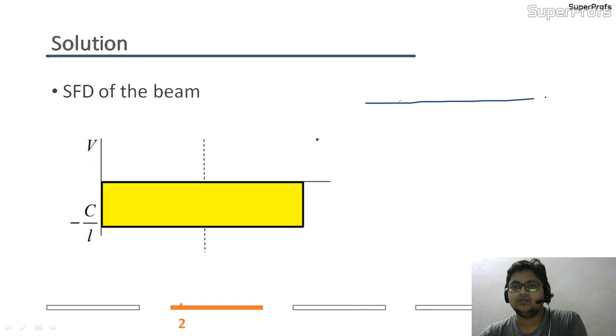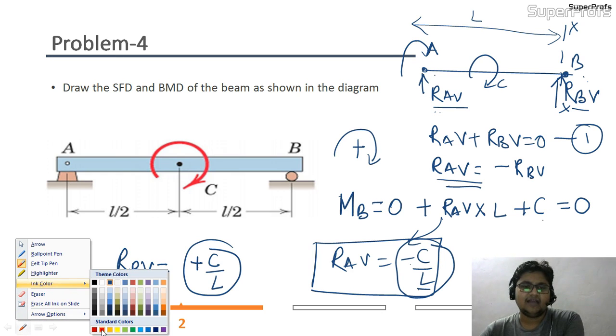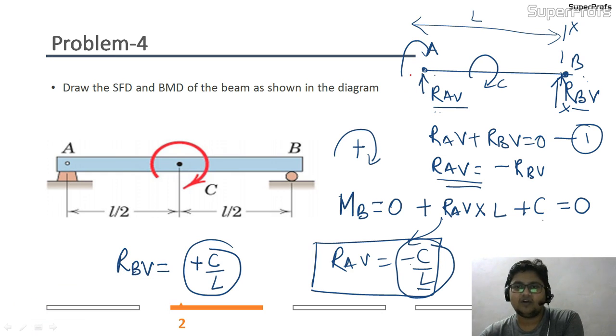Suppose this was my beam, this was my couple, and I have already got the reaction. Now see the direction of the reaction. Here I had assumed RAV in the vertical direction, but I have got a minus sign here. So I will change my direction here, and I will conclude that my original direction of RAV is downward, and it is C by L.